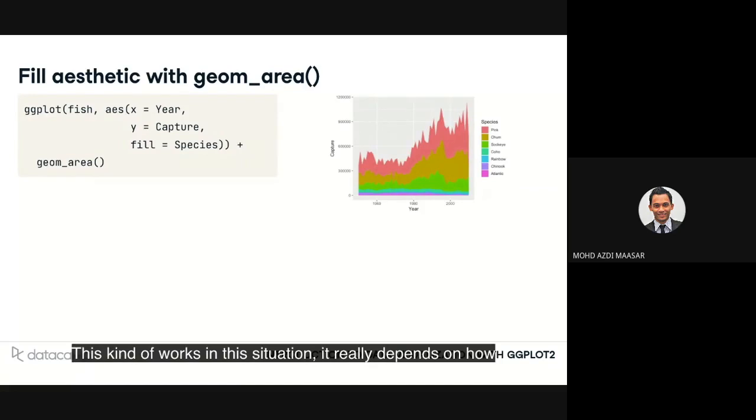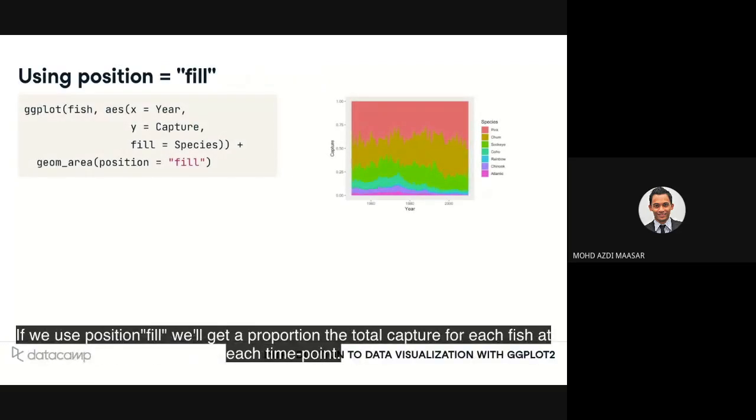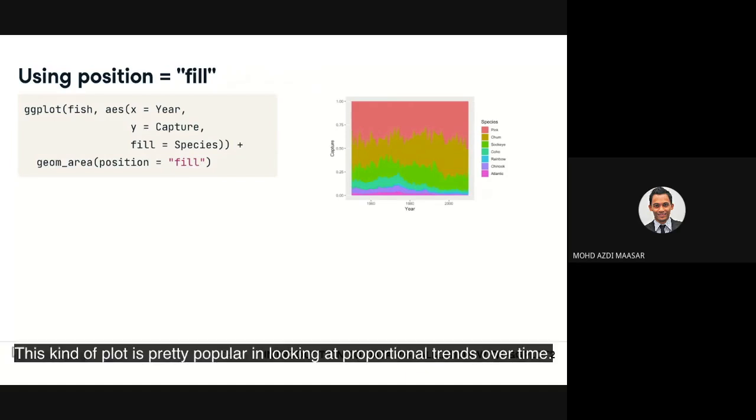This kind of works in this situation. It really depends on how many time series you have and if that is what you want to communicate. If we use position fill, we'll get a proportion of the total capture for each fish at each time point. Note that we need to change the y-axis label since these are no longer counts. This kind of plot is pretty popular in looking at proportional trends over time.